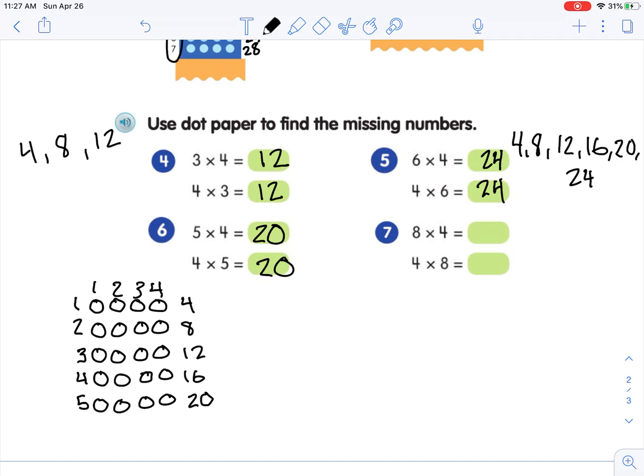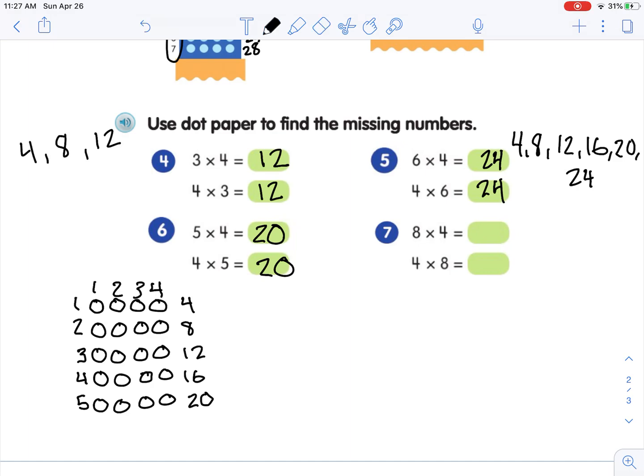All right, lastly, we have 8 times 4 and 4 times 8. Well, I just skip counted 4 5 times and got to 20, so I'm going to start from there. So 4 times 5 is 20, 4 times 6 is 24, 4 times 7 is 28. There we go. I'm going to stop there. Oh, wait. I jumped ahead. Did you catch my mistake?